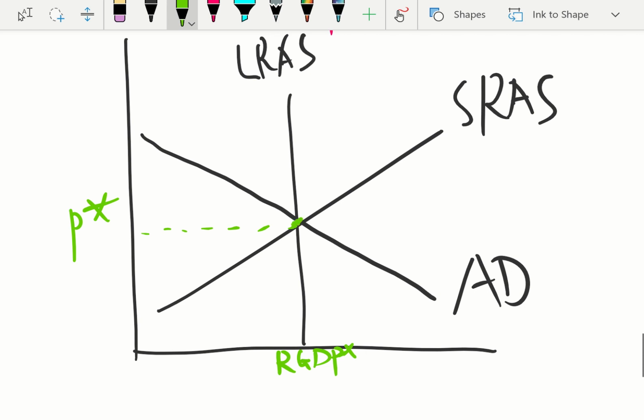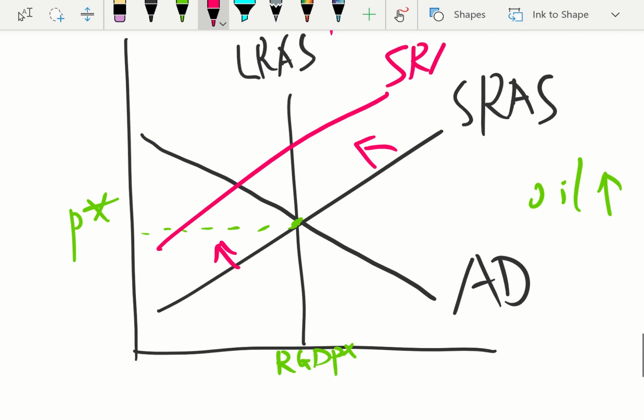Now, when an oil pipeline breaks, we have less oil available in the economy, so oil price will go up. So oil price goes higher. Now, when oil price goes higher, this will change our short-run aggregate supply curve. For short-run aggregate supply, we're going to decrease it. Okay, so this will be shifting to the left. So I have a new short-run aggregate supply curve, and this will be where the new price level is. Let's call this P1. This is our new real GDP.